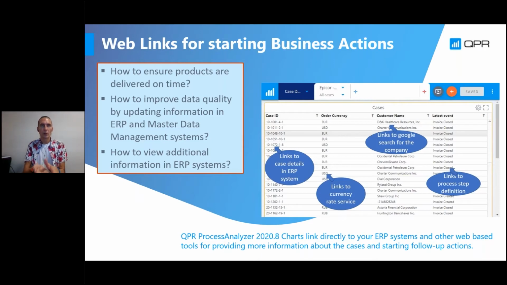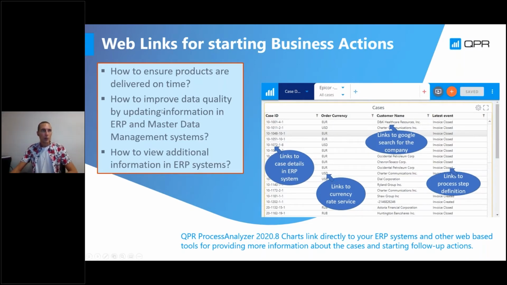And how do you take the immediate action? You can have the case over here, and if a prediction shows that it's a problematic one, or some other analysis shows that something needs to be done, then you can have a link directly from here, the case ID, to your SAP system, for example. So SAP opens with that case and you can fix the situation right away.